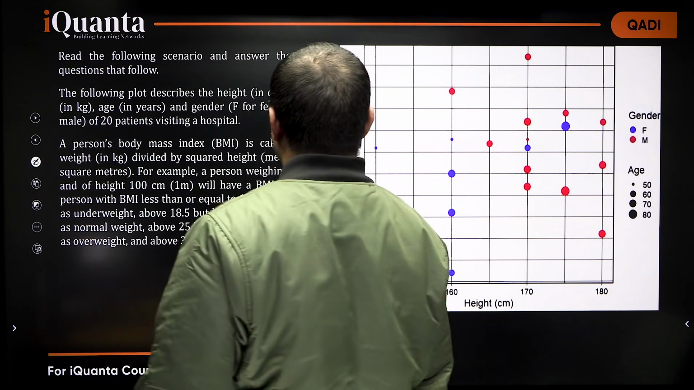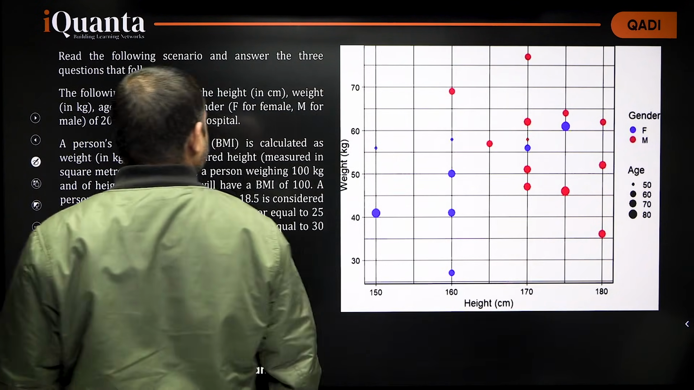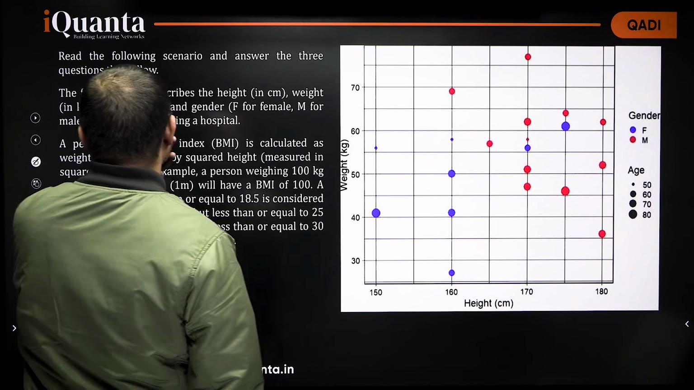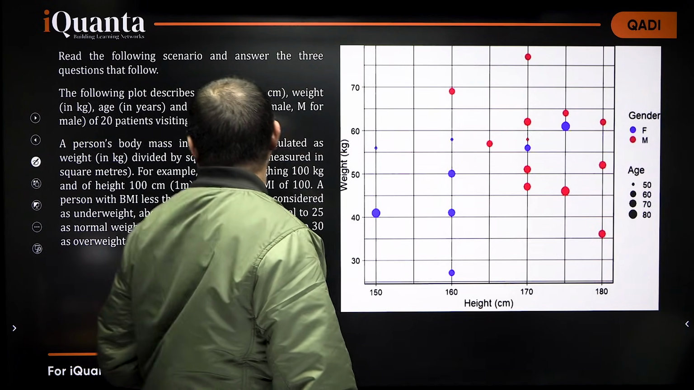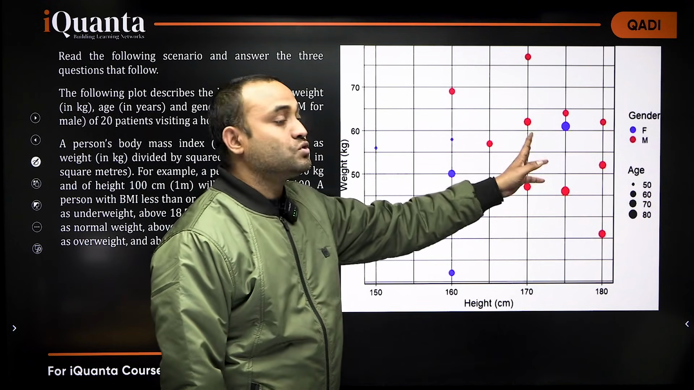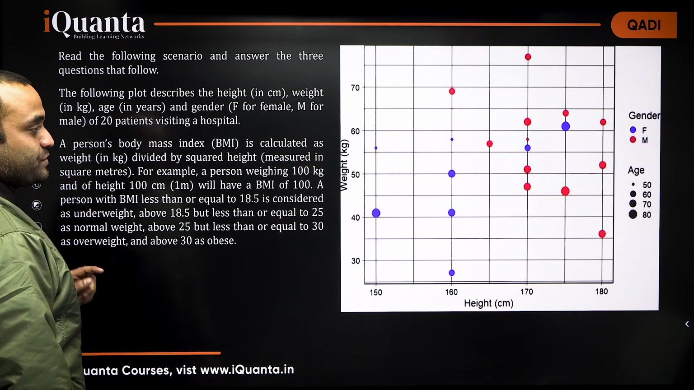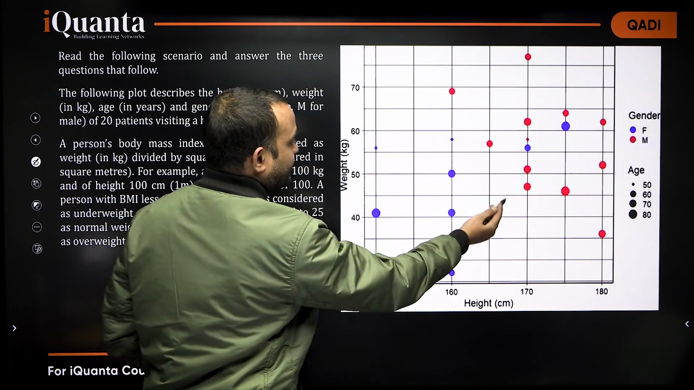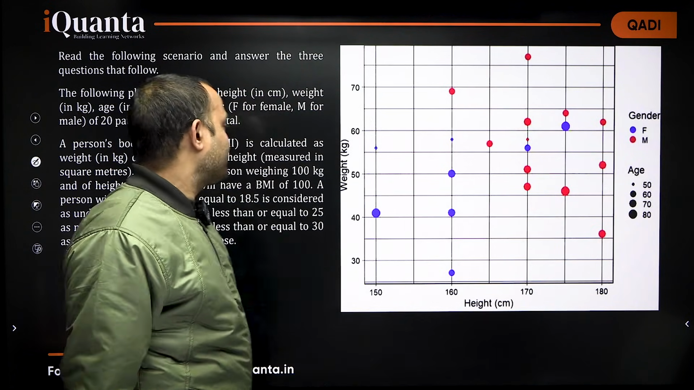Read the following scenario and answer the 3 questions that follow. The following plot describes the height in centimeters, weight in kg, age in years as per the size of the circle, and gender, F for female, M for male, blue and the red one, of 20 patients visiting a hospital. Okay, 1, 2, 3, 4, 5, 6, 7, 8, 9, 10, 11, 12, 13, 14, 15, 16, 17 and 3. 20 patients in total.